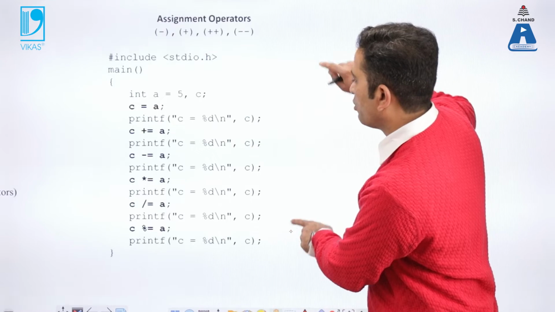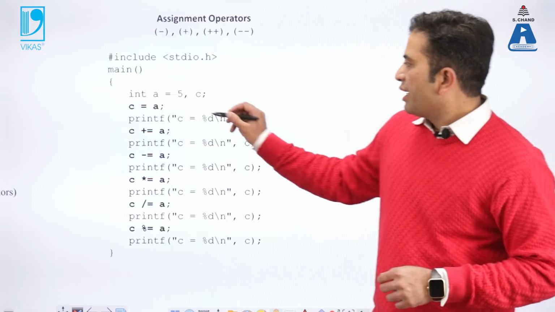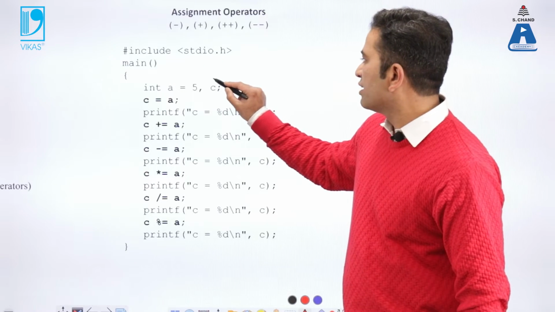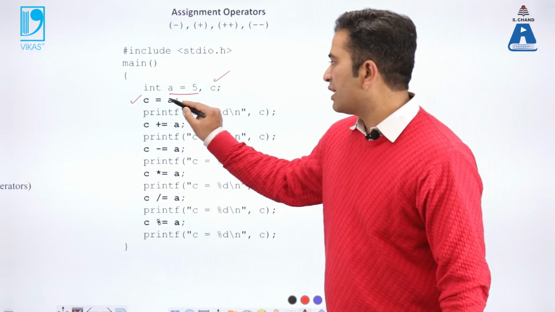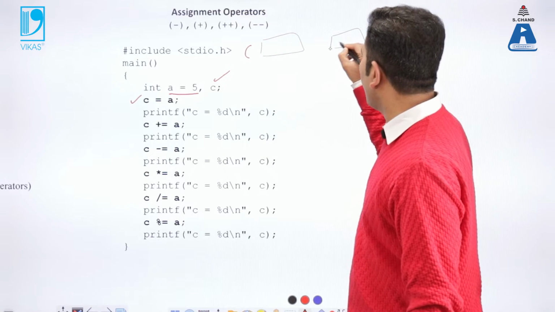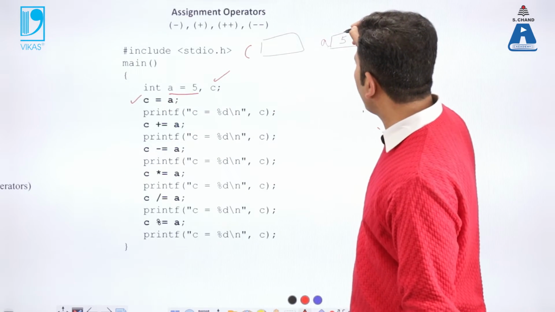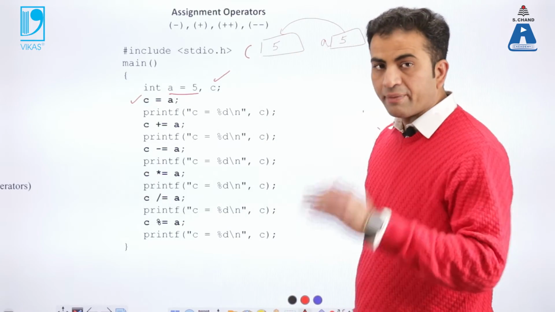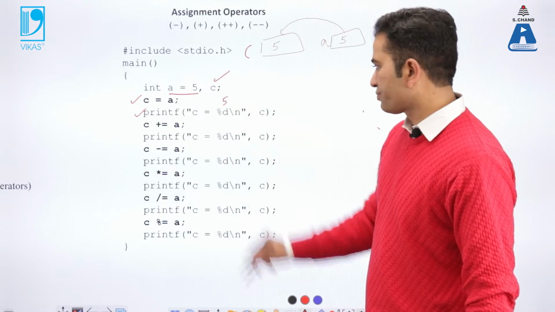To understand, here is a small program for the concept of the assignment operator. A is 5 and variable C is given. The value of variable C is not provided to us, but the value of A is. In the first step, we are assigning A to the variable C. This is C, this is A, and inside A, 5 is there. With the help of this statement, we are assigning this 5 to C. Now the value of variable C is 5, so this statement will print the output 5.